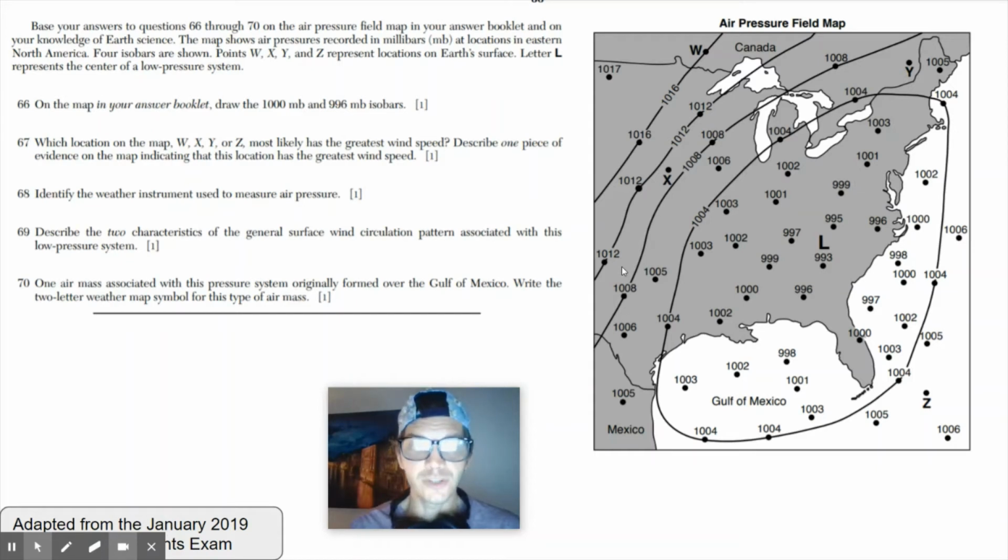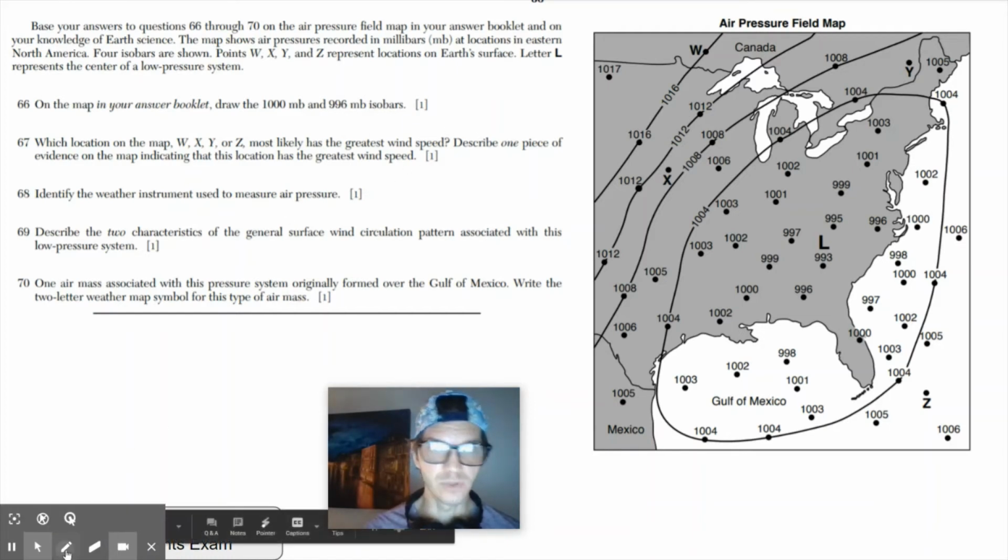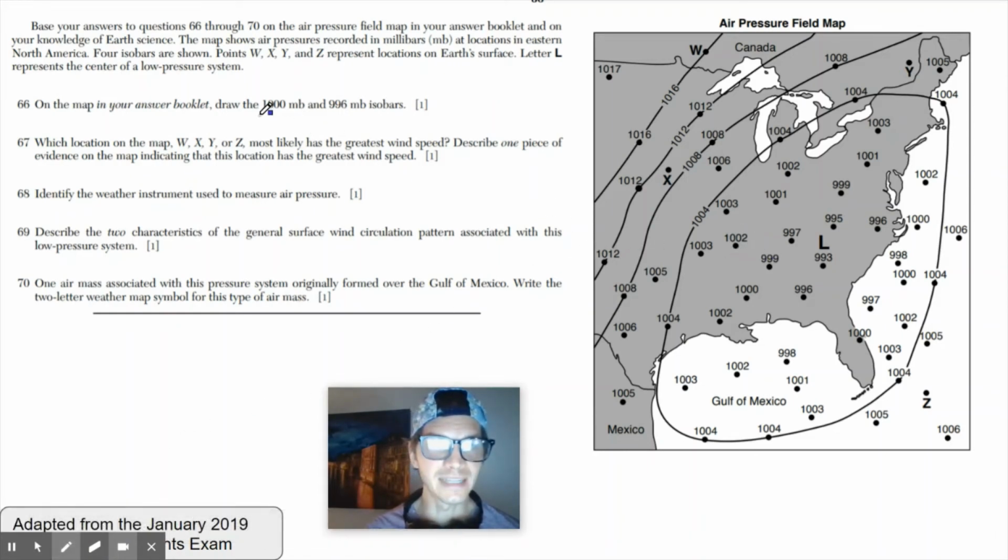Okay, this question's from the January 2019 Regents. Question 66 is asking us to draw the 1000 millibar and 996 millibar isolines. I did this in a video last week on how to draw isobar lines, but we'll do this nice and quick. Remember, first we want to identify all of the places that have the value we're looking for. So I want to find all the 1000 millibar lines.